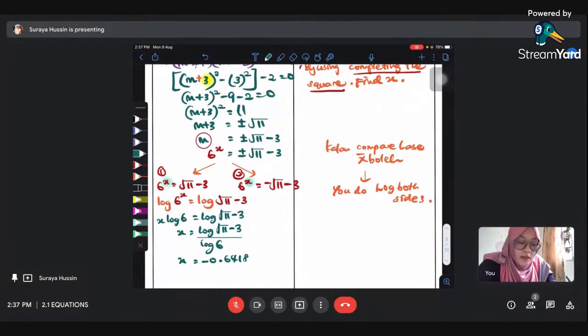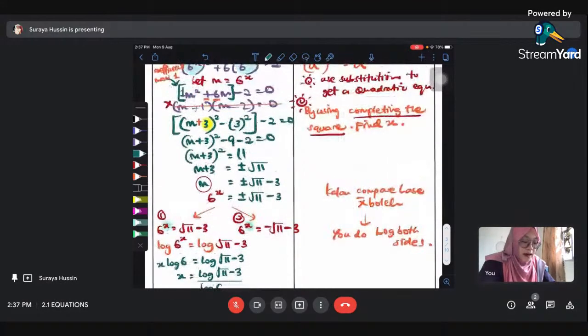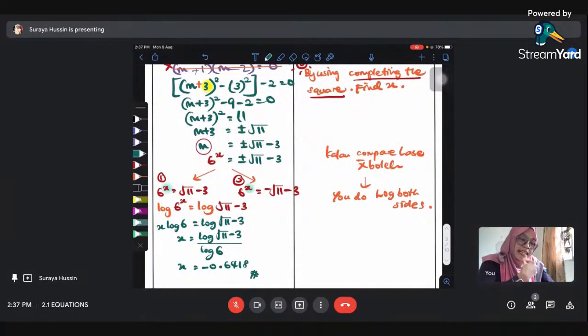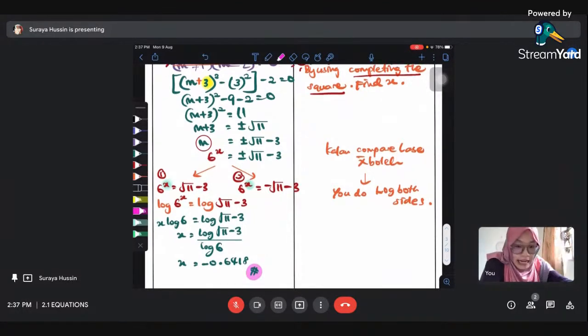Tapi jangan letak hashtag dulu. Jangan confident nak letak hashtag dulu sebab, are we confident enough? Untuk indices kita confident actually. Untuk indices sangat confident untuk buat hashtag sign ni sebab nanti saya beritahu kenapa. Okay, tapi kita tak habis. Kita ada lagi satu lagi equation.